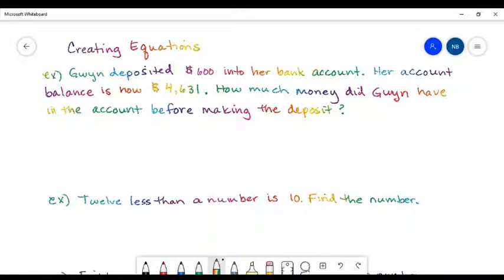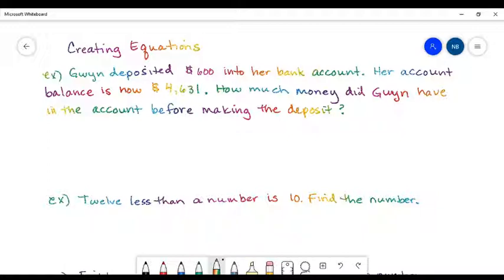This video is on creating equations. These could be called applications or word problems, but we need to turn them into equations and then find the solutions. So let's start right off with this example.